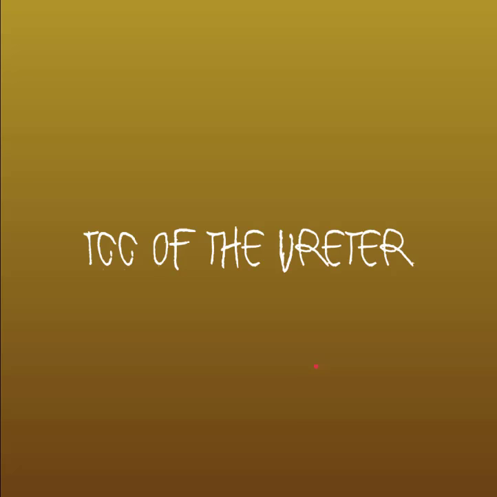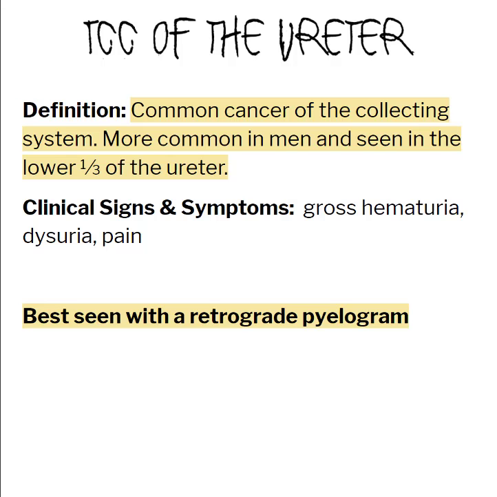That is where we will see the ureterocele appear. The last disease of the ureter that we're going to touch on then is the transitional cell carcinoma of the ureter. Again, transitional cell carcinoma is the most common cancer of the collecting system, so that includes the ureter, the bladder, and the renal pelvis. Most commonly, transitional cell carcinoma of the ureter is seen in men, and typically we're going to see it in the lower third of the ureter. Patients will often present with gross hematuria, painful urine, and pain in the area.